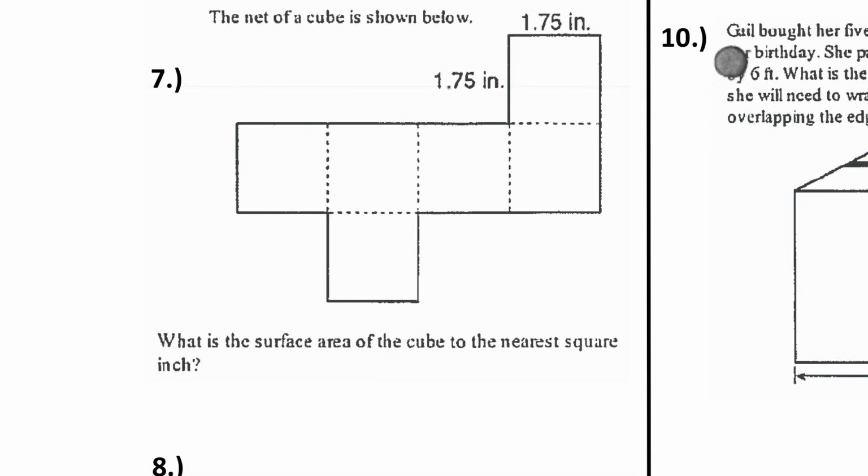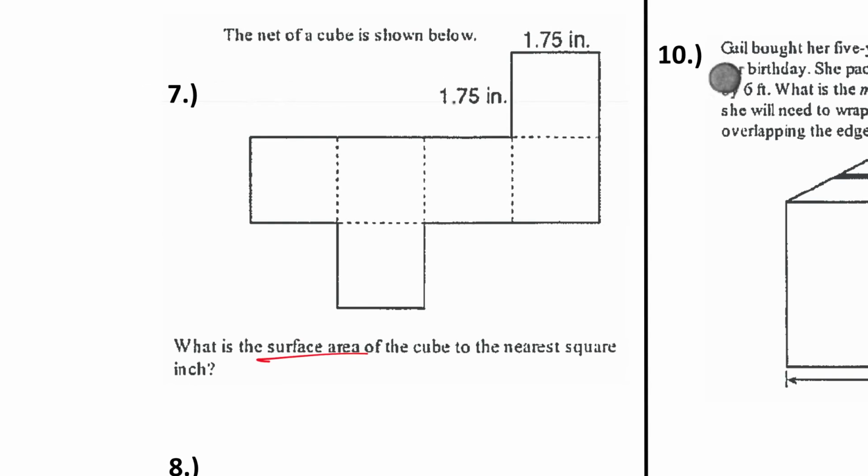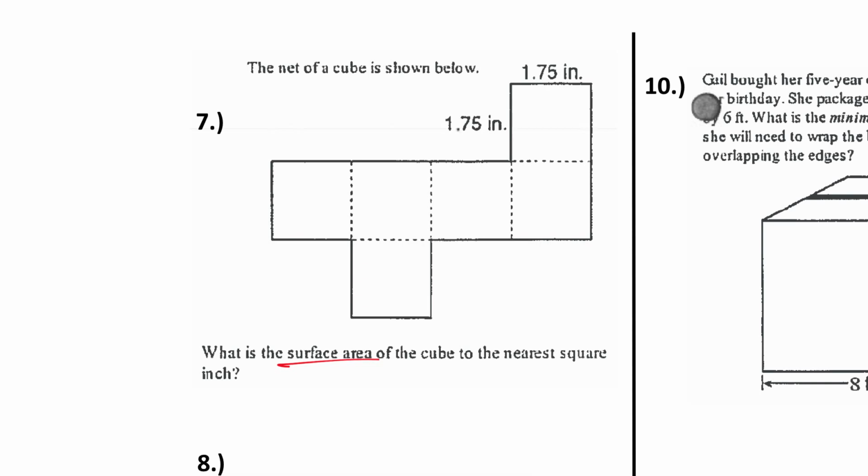All right, number 7 says, what's the surface area? So what we need to do is just find the area of each piece and then just add them up. So I'm just going to do 1.75 times 1.75. That gives about 3.06. There's 6 of them. And so that's going to give 18.36 square inches.